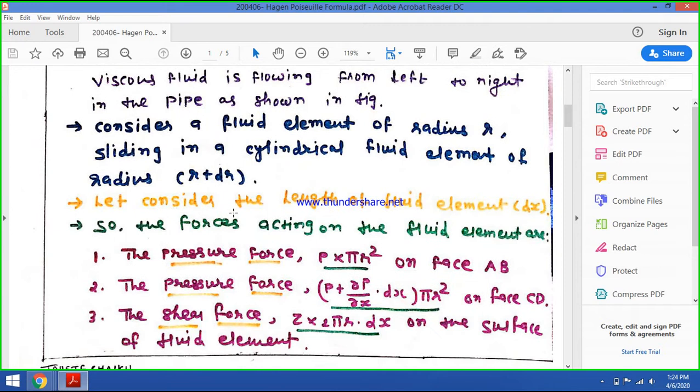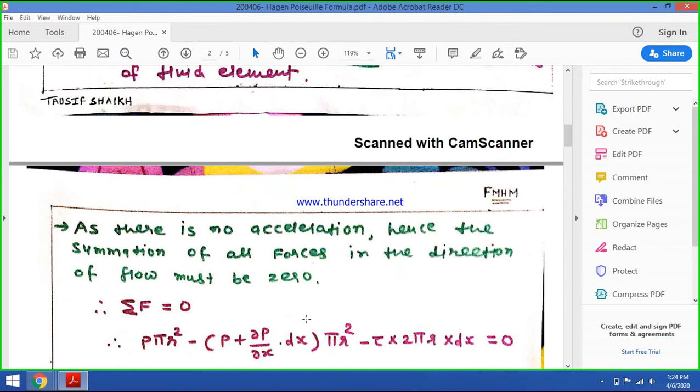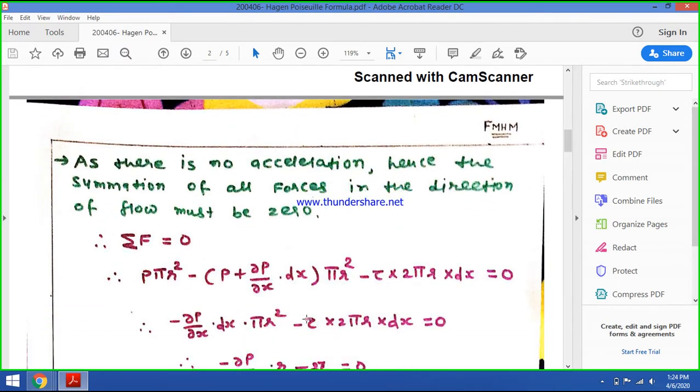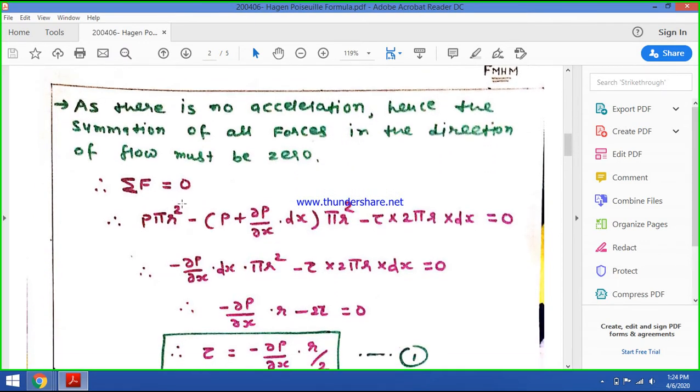Now let us consider the forces acting on the fluid element: the pressure force P into pi r square on face AB, the pressure force P plus del P by del x into dx into pi r square on face CD, and the shear force tau into 2 pi r into dx on the surface of the fluid element. So these three forces are acting on the fluid element. Now there is no acceleration, hence the summation of all forces in the direction of the flow must be 0. So summation of F is equal to 0.